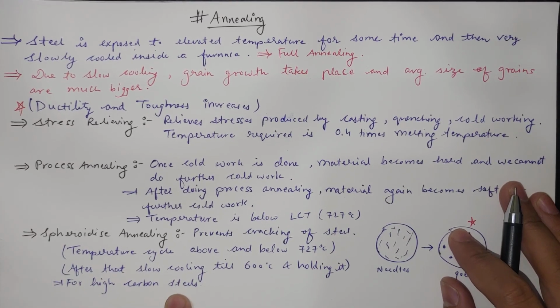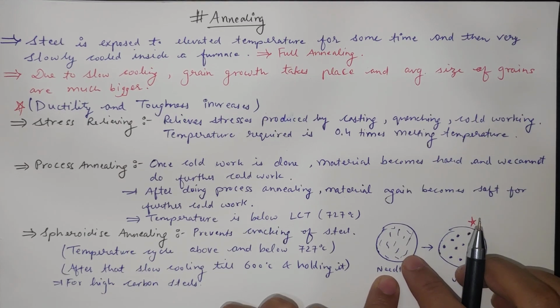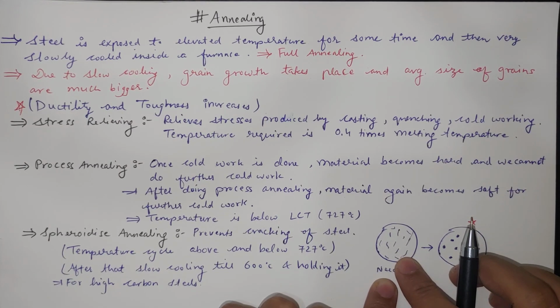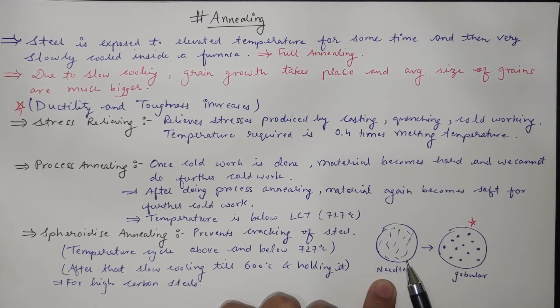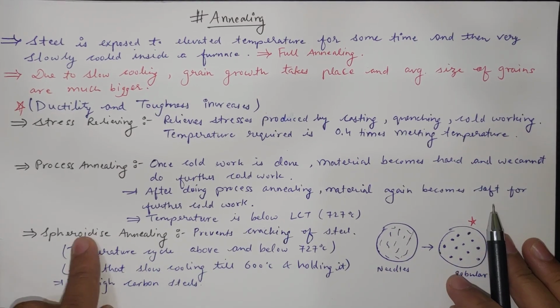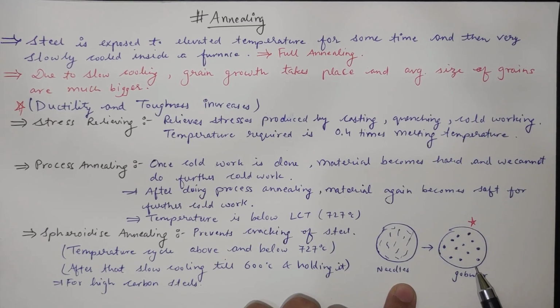for high carbon steels. In high carbon steel, there is cementite present inside the material with the pearlite, so it is prone to cracking. To avoid cracking, we have to do spheroidize annealing and make it globular from needle, so it is less prone to cracking. So these are some brief ideas about the annealing process.